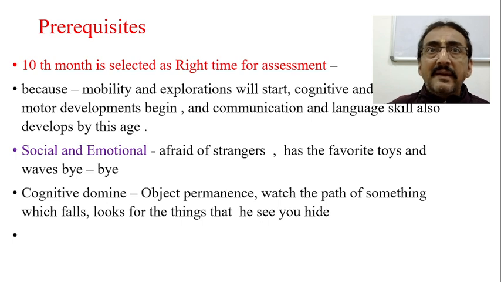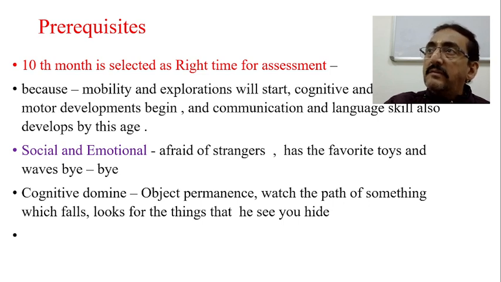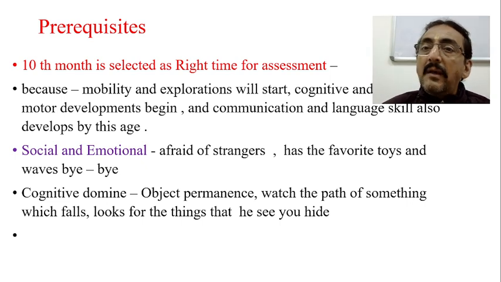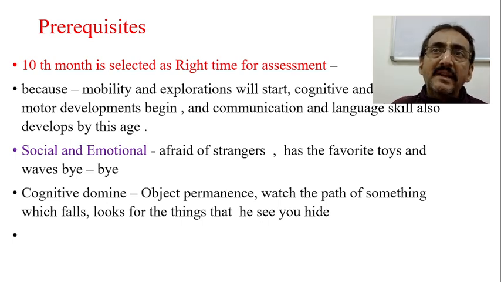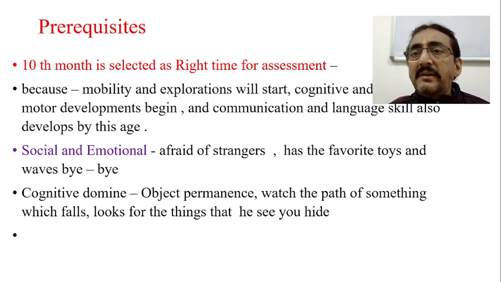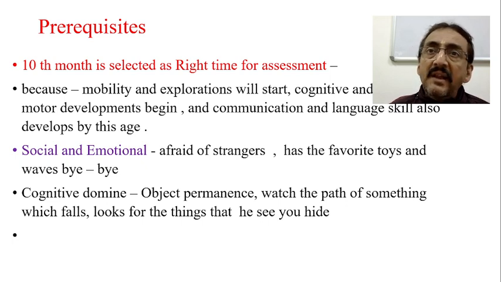So this is considered the right age to do the routine developmental screening. In the meantime, social and emotional development also begins. The child is afraid of strangers, has favorite toys, and also starts waving bye, etc. So like this, everything will start by the age of the 10th month. Usually for a normal baby, we consider the 10th month the best age for the complete developmental assessment. Before this also we have to do developmental assessment, but complete developmental screening is made possible in the 10th month because almost all these skills will develop at that particular point of time.